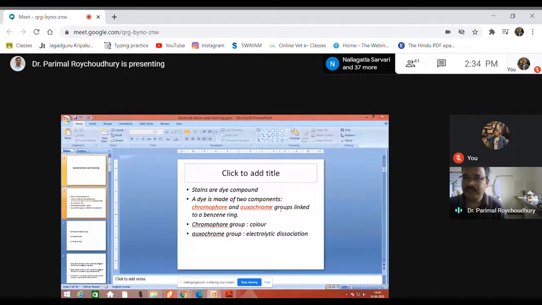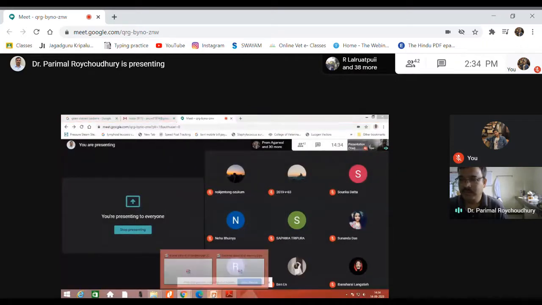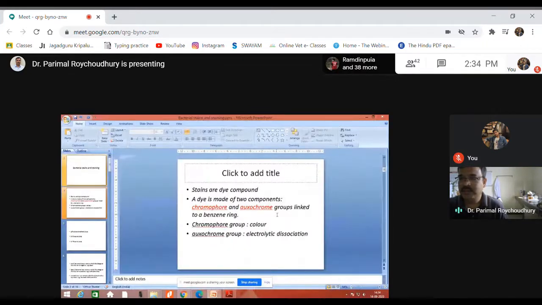It should not be that if you just wash it in tap water, all the dye compound will wash off. A dye compound containing an auxochrome group will not easily decolorize when you wash the bacterial smear in tap water after putting the color. Some ordinary dye compounds which don't have this auxochrome group may wash off when you just wash the bacterial smear in running tap water. So we need both the chromophore and auxochrome groups for a good dye compound for imparting color to the bacteria.